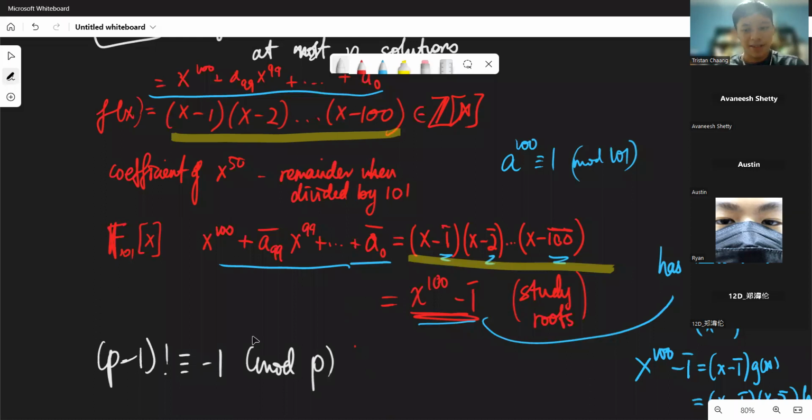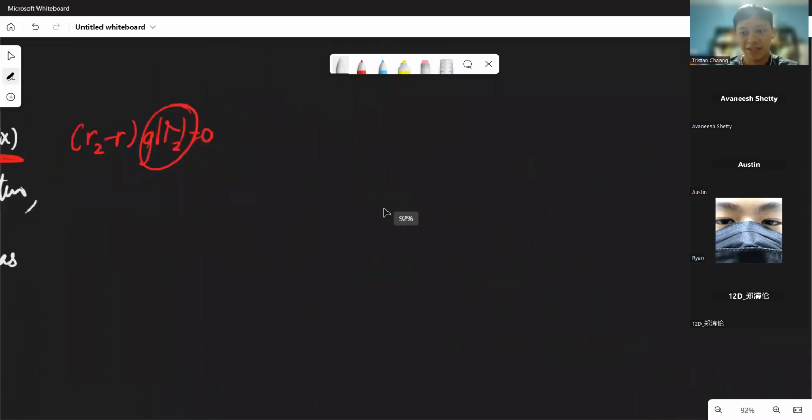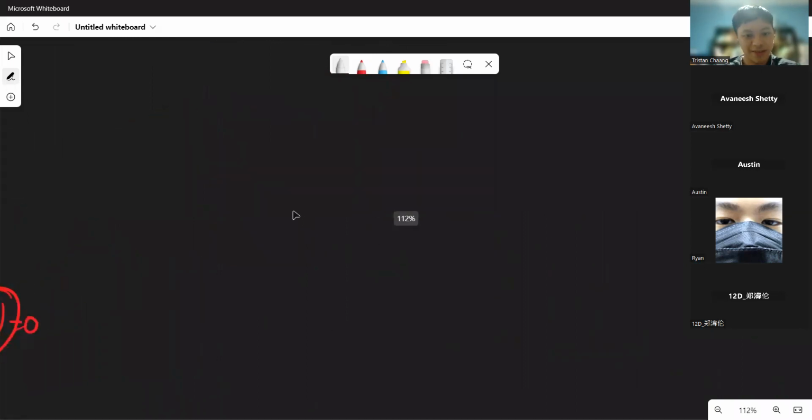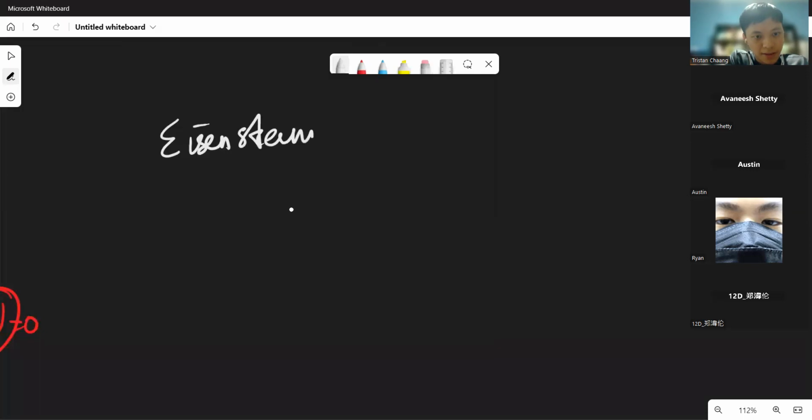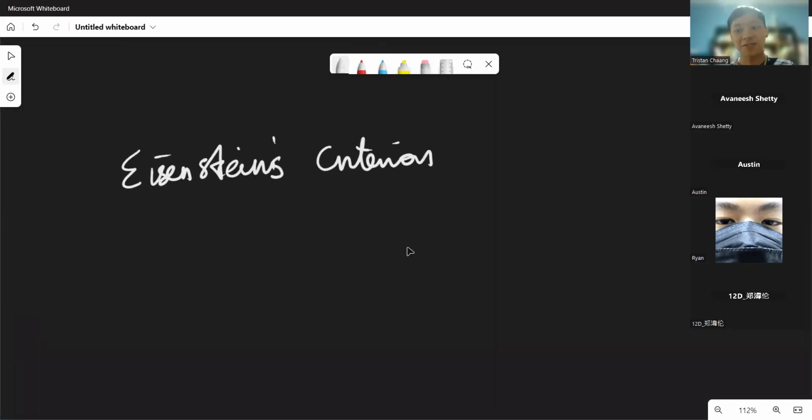Let's look at something else, which is also an application, something called Eisenstein's criterion. It is a criterion for irreducibility, but it's not a necessary condition. It's just a sufficient condition. So if the conditions of this criterion are met, then you can say that the polynomial is irreducible. But it doesn't go the other way around.